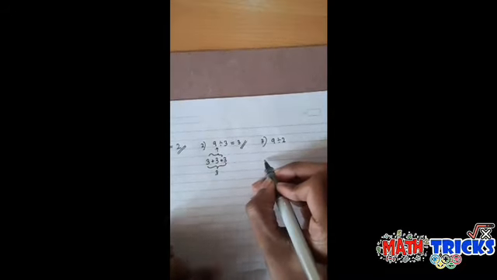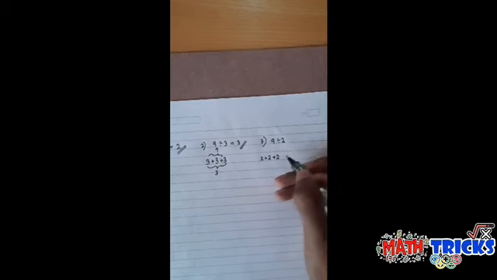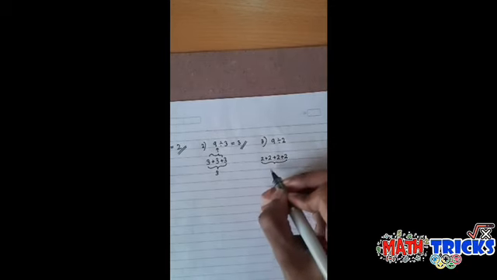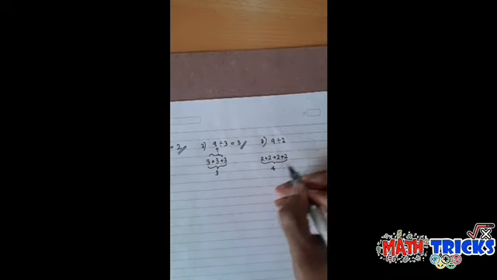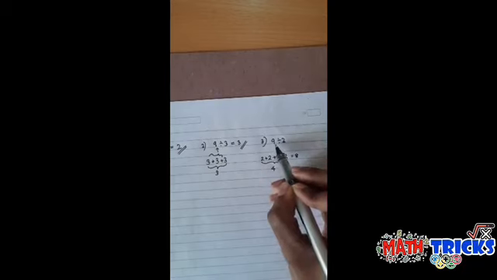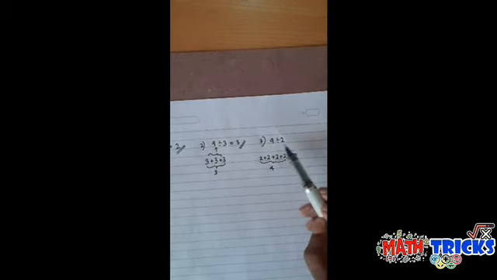2 plus 2 is 4, then another 2 is 6, then another 2 is 8. All of these 4 2's make 8. But 8 is less than 9. What if we add another 2 here? It makes 10, but 10 is greater than 9, so we can't do that.